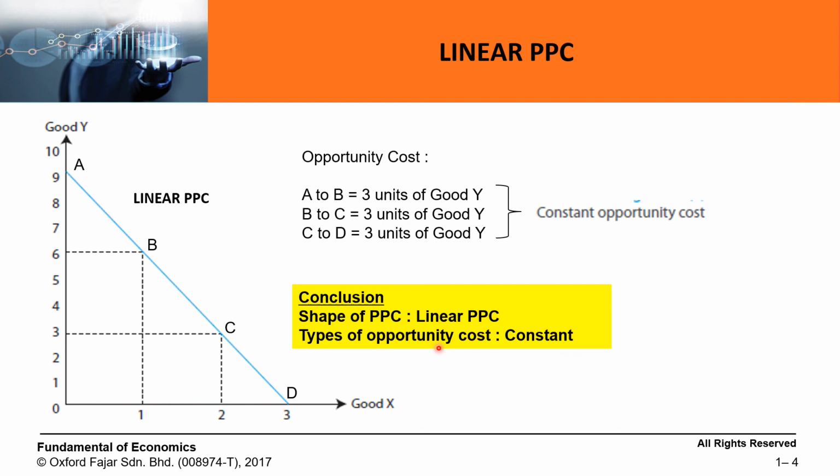We have 3 shapes of PPC: concave, convex and linear. Okay, yang mana dia akan menggambarkan, okay, increasing opportunity cost, decreasing opportunity cost and constant opportunity cost.